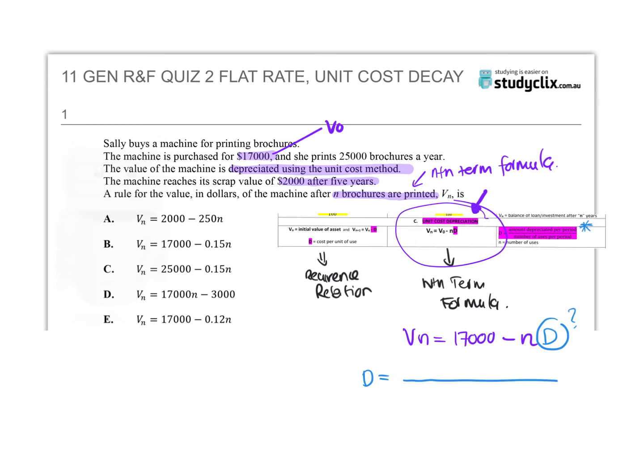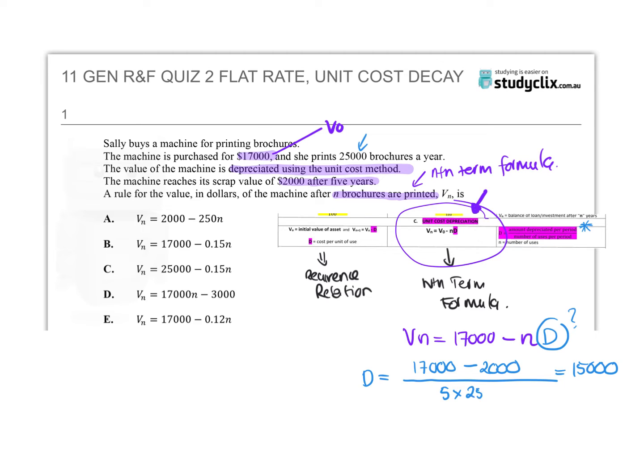So if you look at it, it was at 17,000 and then it depreciated down to 2,000. So if I do 17,000 minus 2,000, would you agree it's dropped or depreciated by 15,000? Would you agree? Yep. And the formula also says over the number of uses. So this was 5 years. This is how much it dropped in 5 years. So how many uses did it have in 5 years? It was 5. They told me up here it was 25,000 every year.